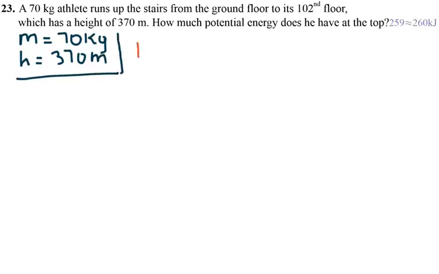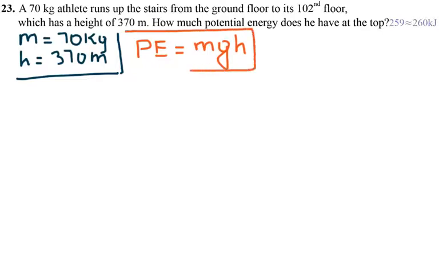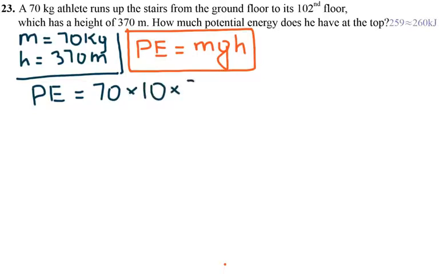The potential energy formula is mgh. Potential energy is the energy of position. If an object has a height, or gains position by rising to a certain height, it will have potential energy, and energy is measured in joules. So to calculate the potential energy that the athlete gains, potential energy is equal to the mass, g is the acceleration due to gravity, and the height is 370 meters.